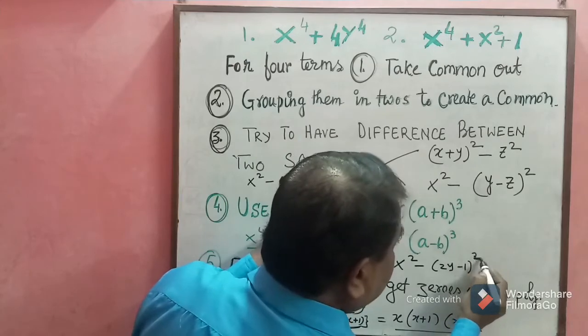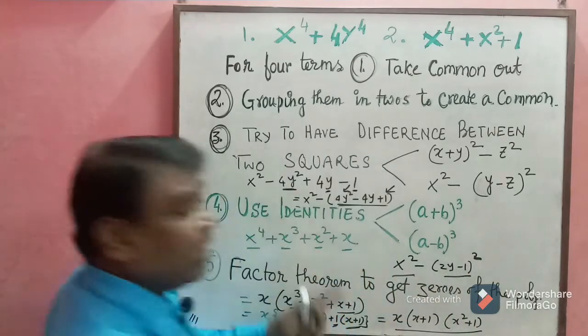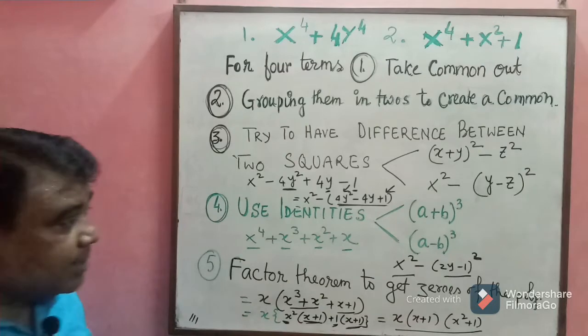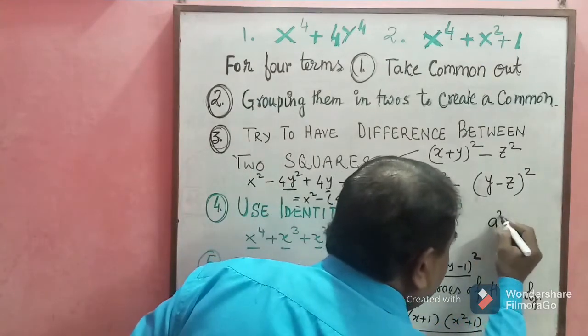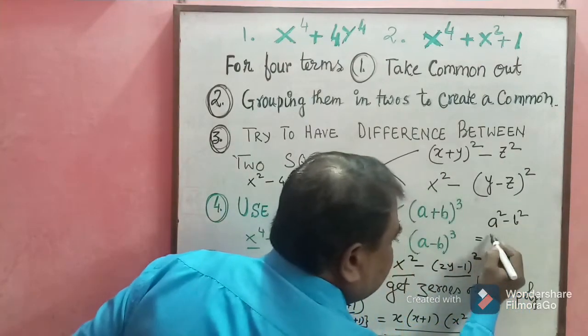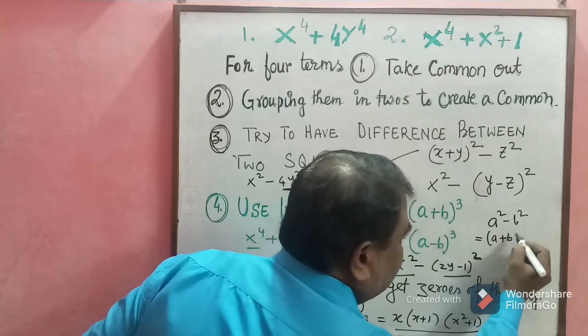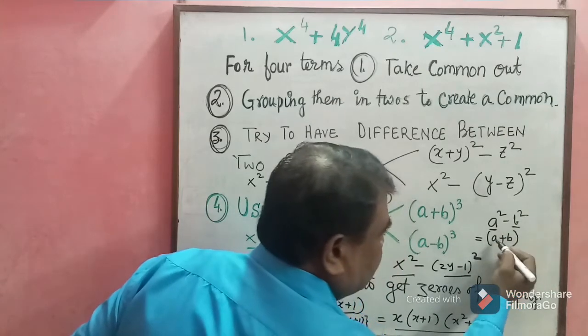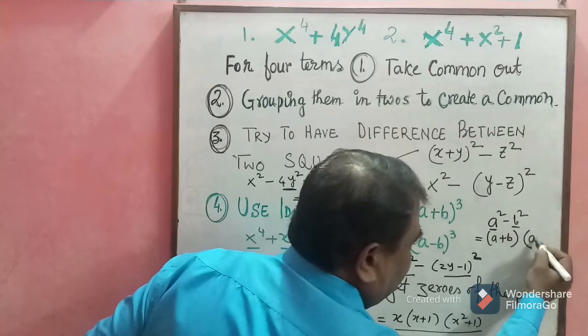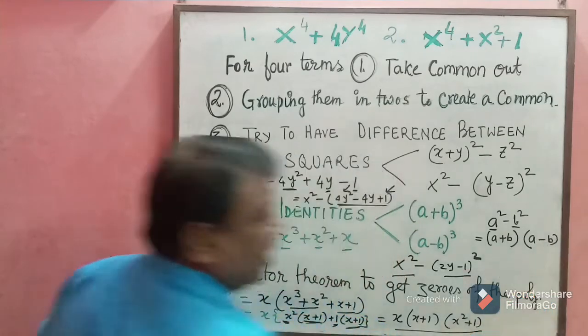Once I have got the difference between 2 squares, we have an identity here, that is a square minus b square. A means the first term and b the second term. This is a plus b, first plus second, first minus second, a minus b, this way.